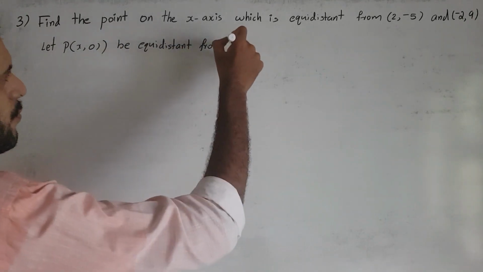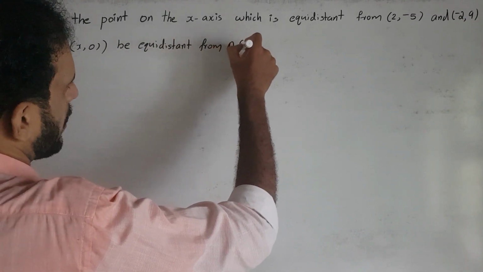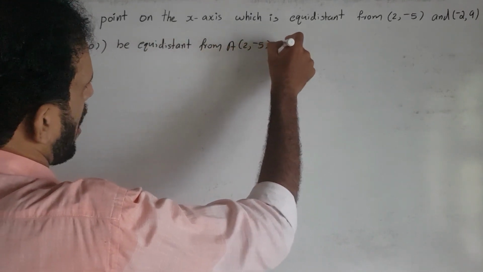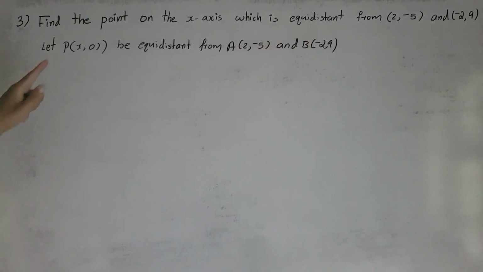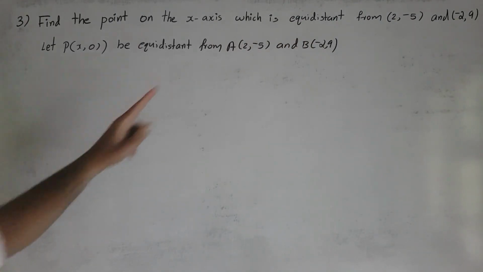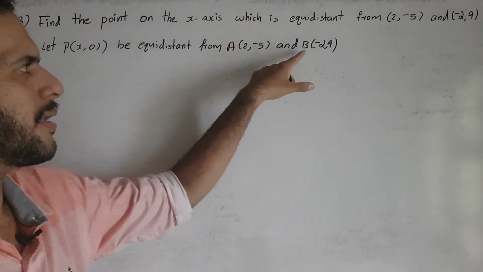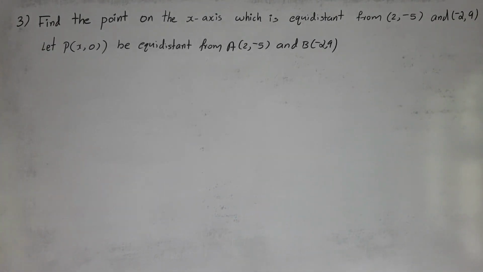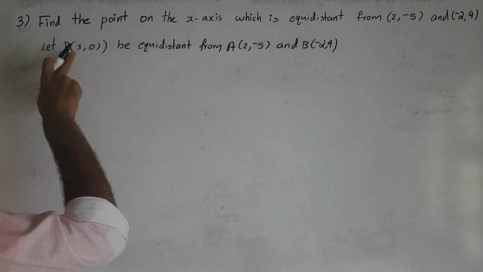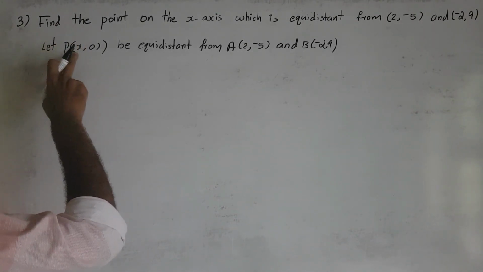from A(2, -5) and B(-2, 9). P(x, 0) is equidistant from A(2, -5) and B(-2, 9). Okay, so for stating the coordinate form, we want to get the value of x.